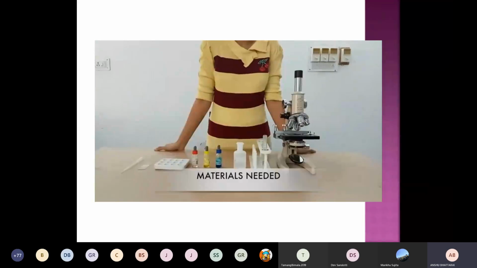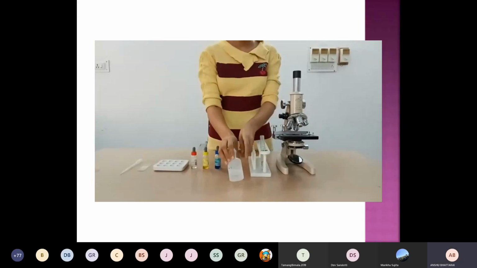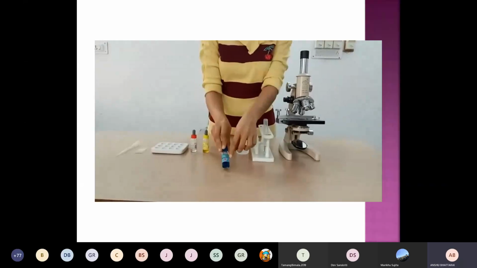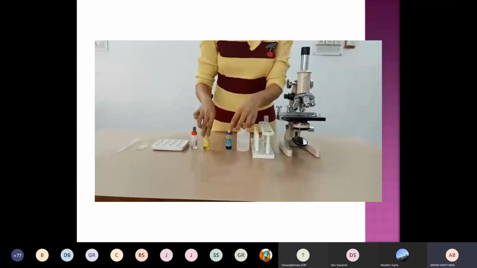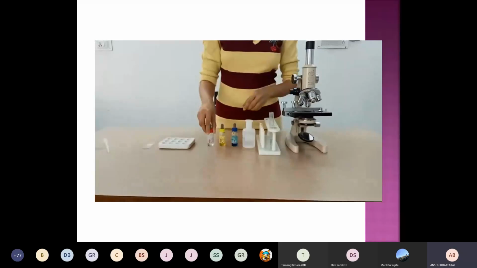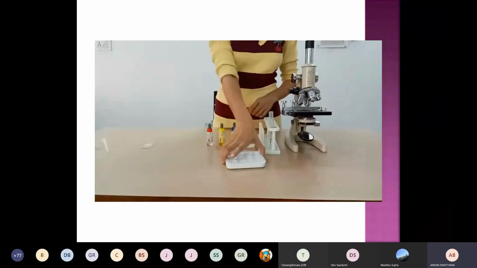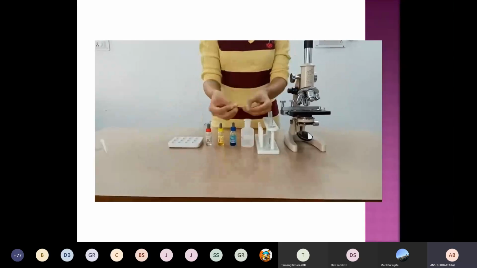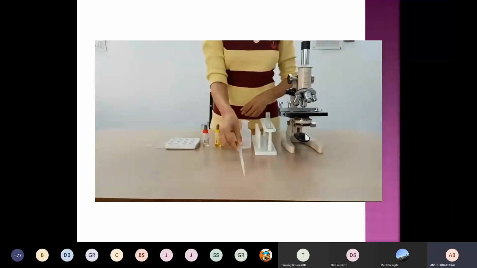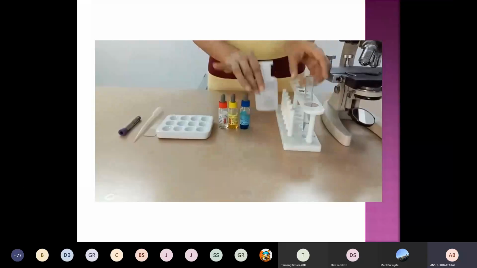To perform the practical, we require a test tube, 0.9% normal saline, anti-sera A, anti-sera B, anti-sera D, porcelain tile, slide with cover slip, dropper, and microscope. Procedure: take 2 ml of 0.9% normal saline in a test tube.